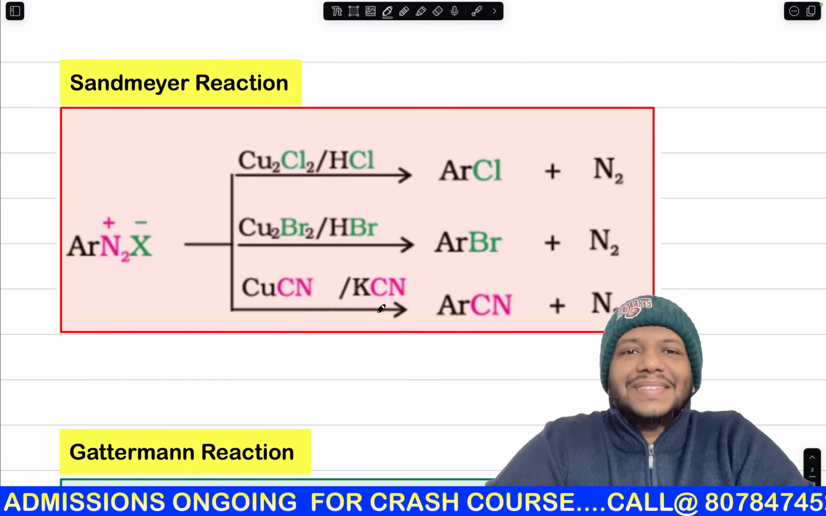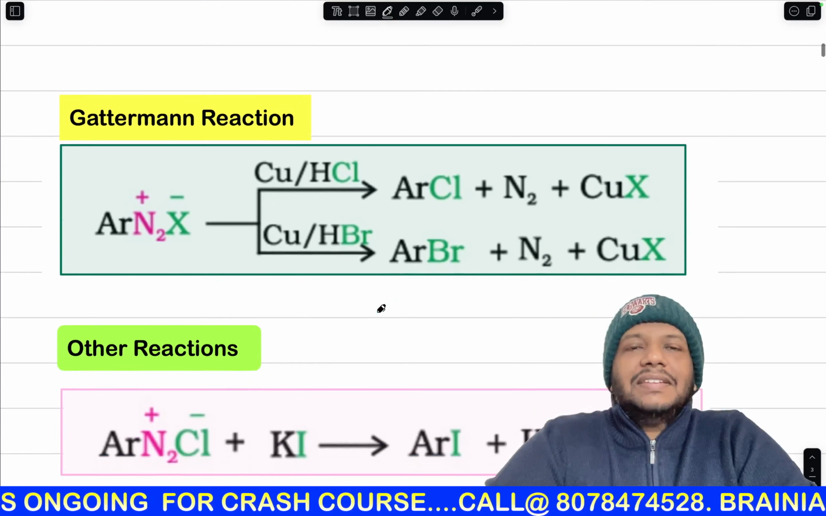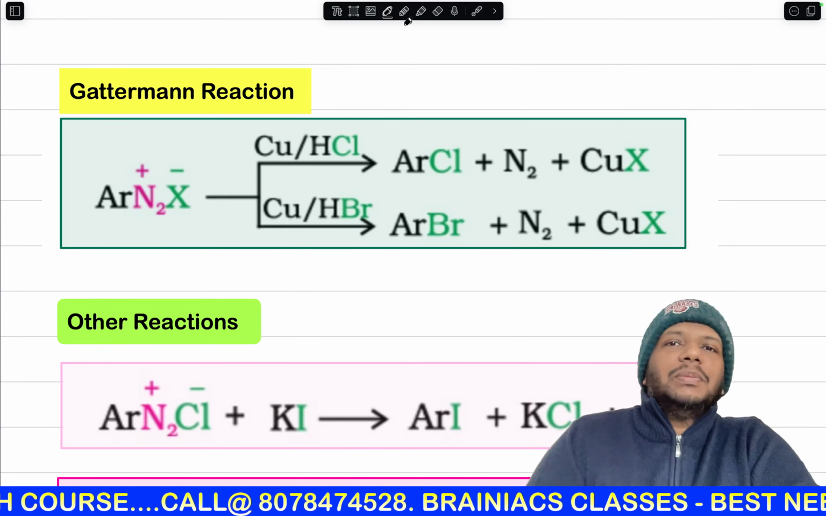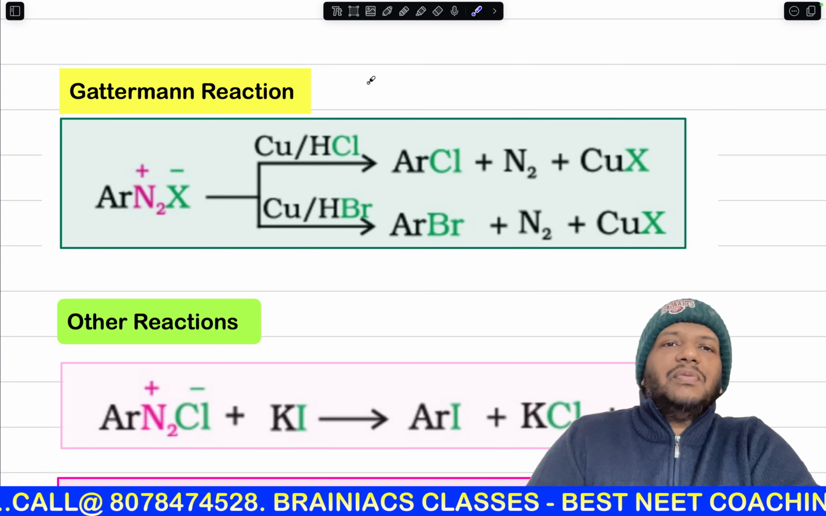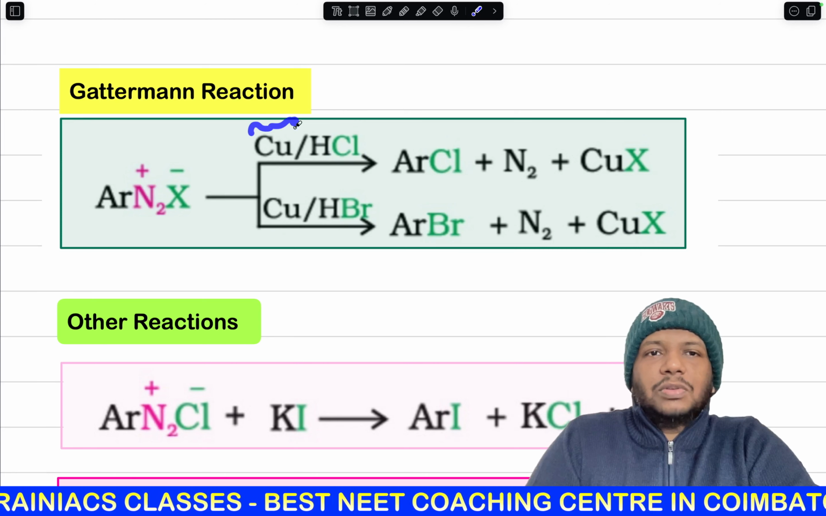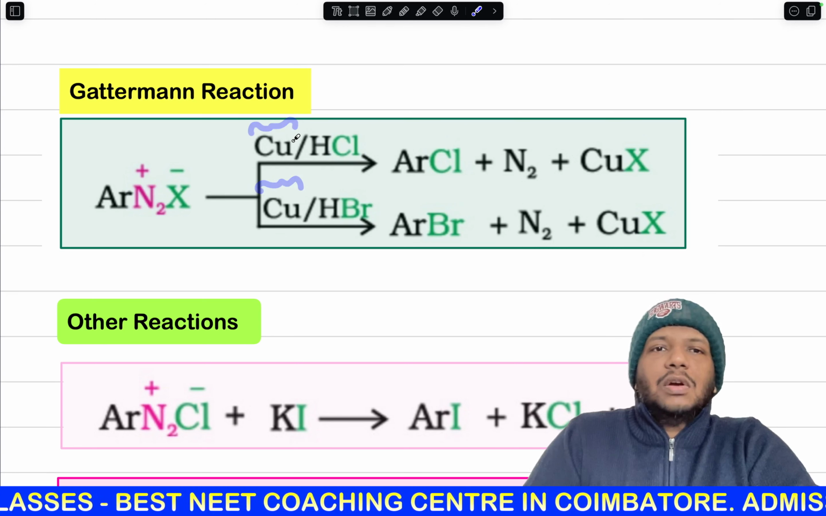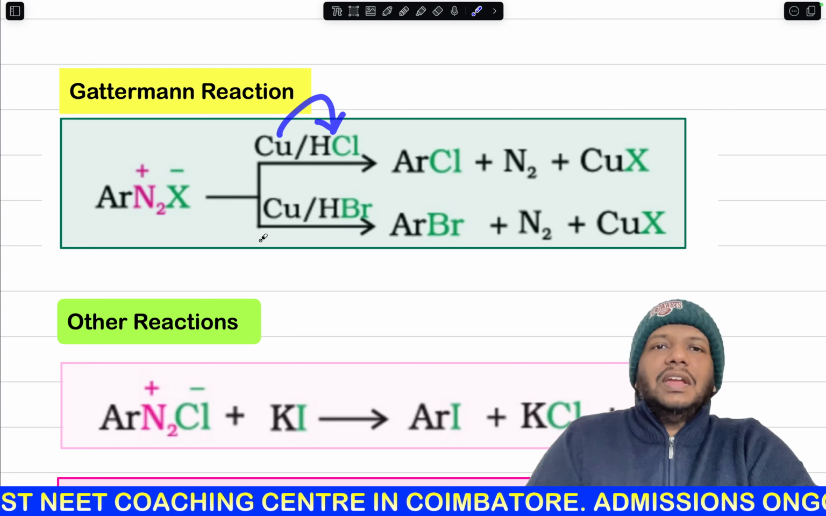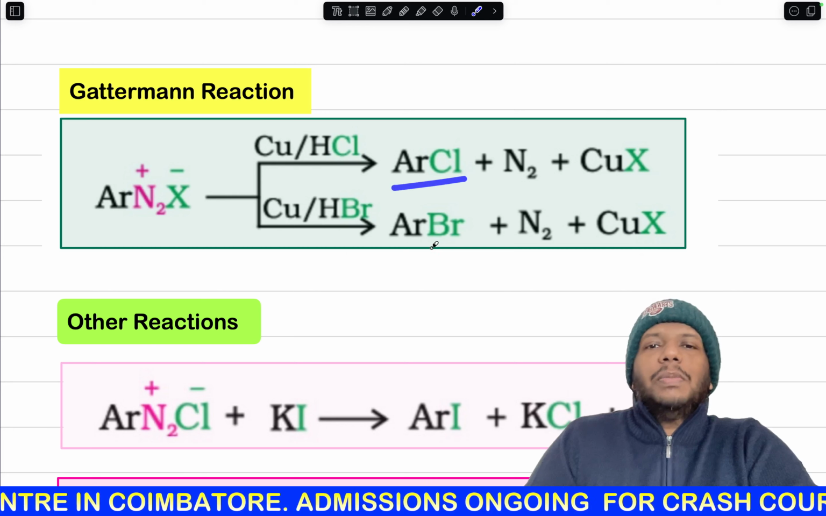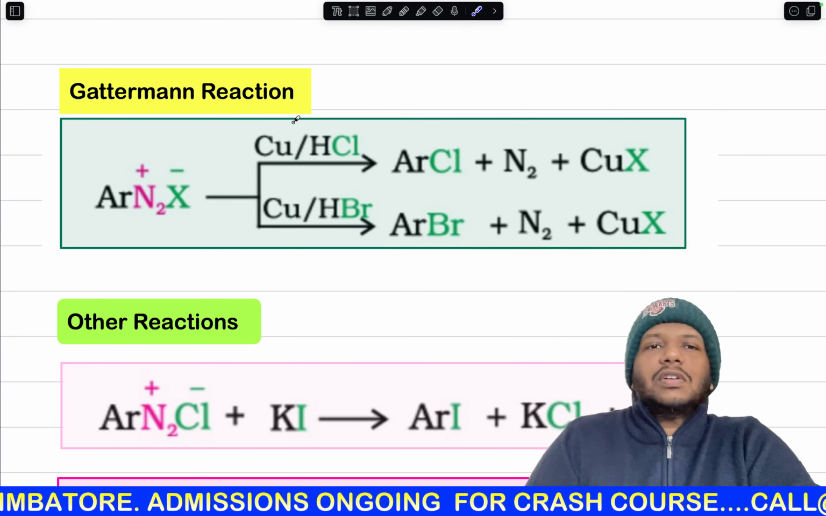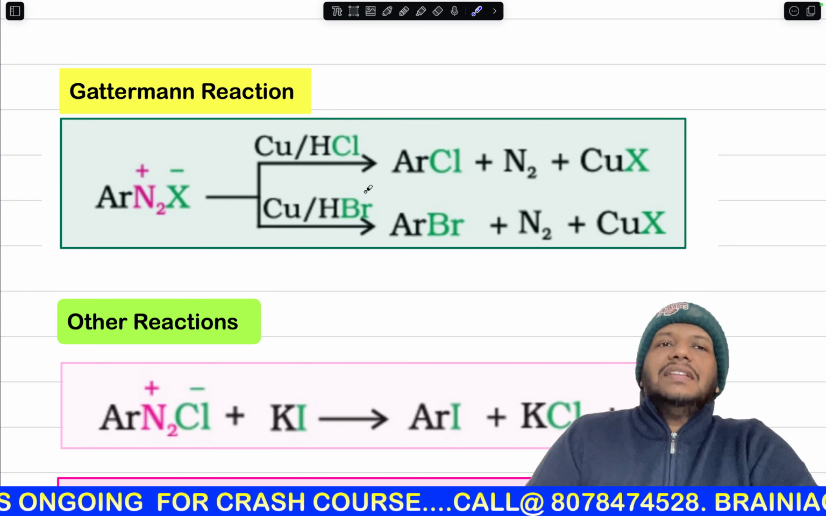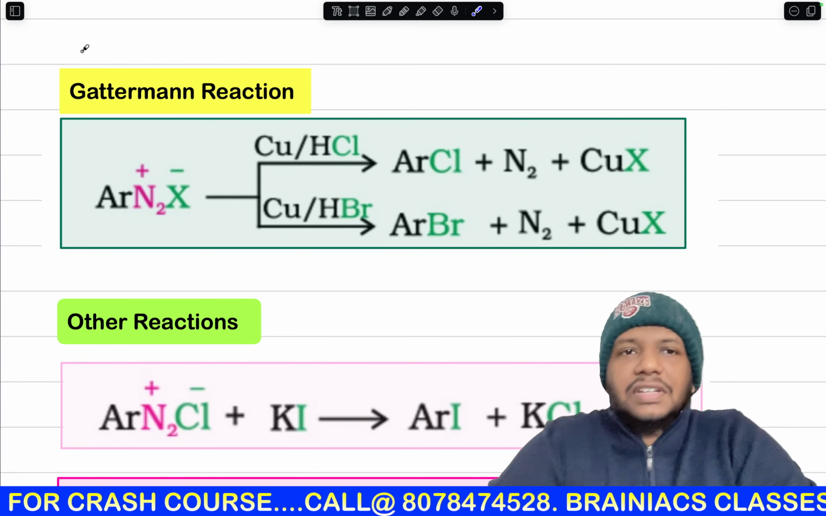Now, next one. There is another important reaction. It is also giving you chlorobenzene and bromobenzene, but the difference is here we are not dissolving copper in salt and forming cuprous chloride. Instead, we are using dry copper. So you can see copper combined with HCl, it is not a cuprous salt. Copper along with HBr gives chlorobenzene and bromobenzene. Clear? And this reaction is known by the name, very famous reaction, Gattermann reaction.